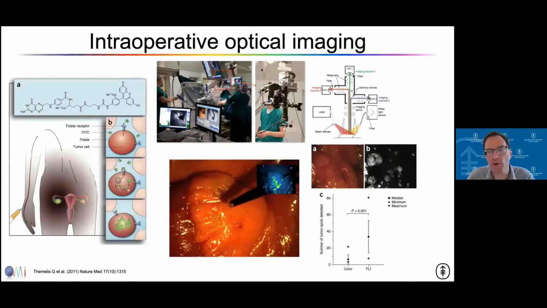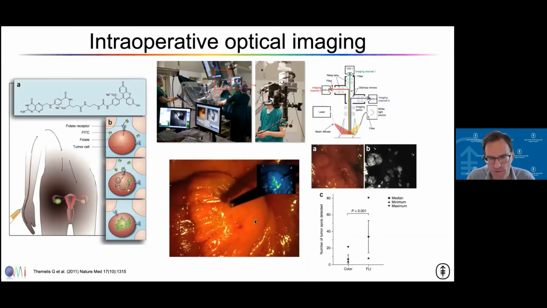Here's the seminal paper where they used the first intraoperative optical imaging. They had a folate-targeted agent. It was a multi-collaborative effort. Here's the interesting part: you see the white light, which the surgeon would see, and here's the fluorescent image, and you see all these peritoneal nodes in this ovarian cancer patient. They counted the number of lesions detectable just on the color image, which is this one, and with the aid of fluorescence imaging. The fluorescence imaging showed a significantly higher number of lesions.